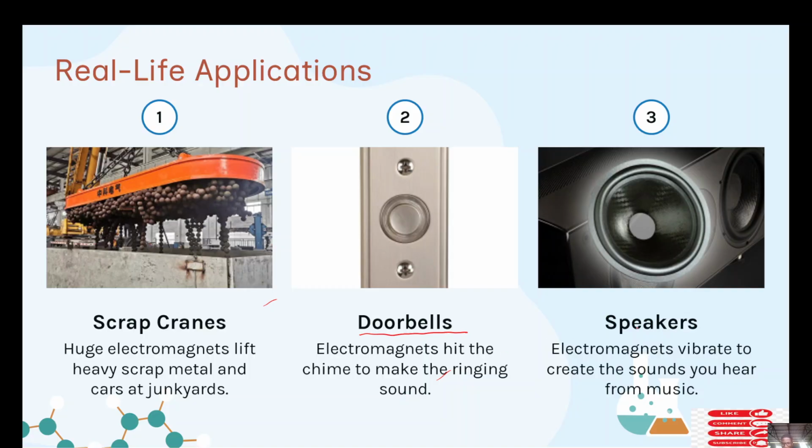And then we normally use speakers, okay? These speakers usually apply the electromagnet mechanism. What happens is that the electromagnet vibrates to create the sounds you hear from the music. So these are some of the real life applications where electromagnets are applicable: the scrap cranes, the doorbells, and even our speakers. Those on phones, on our loudspeakers, on our televisions, they all apply the electromagnet mechanism.